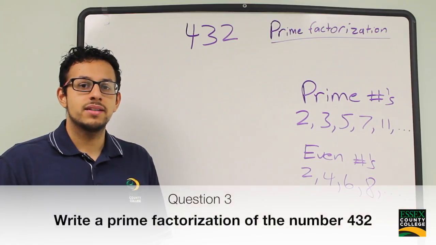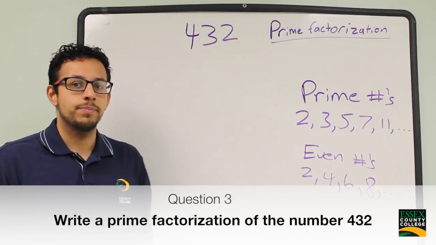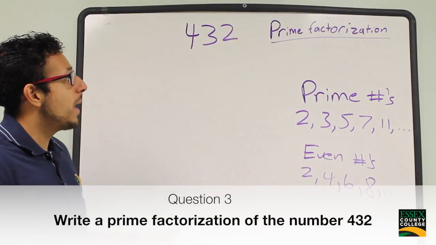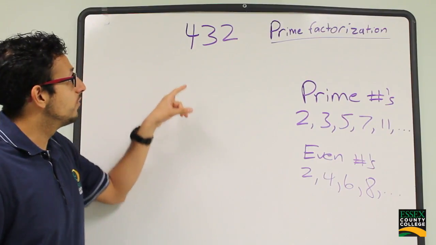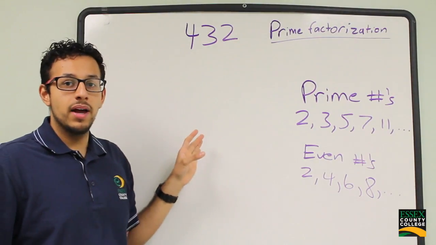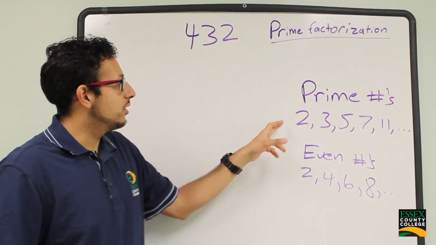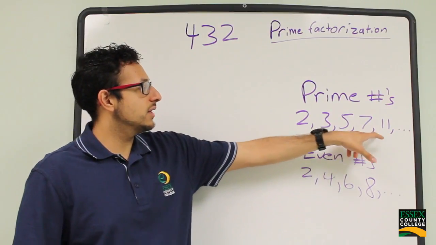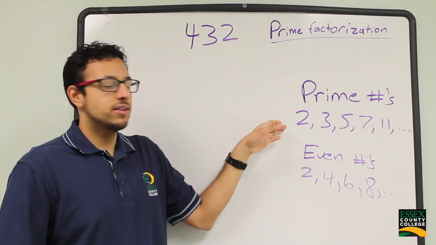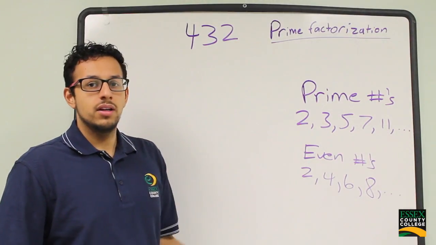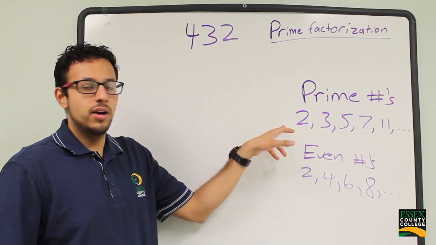The problem states, write the prime factorization of the number 432. What prime factorization means is finding all the prime factors of 432 that, when we multiply them, give 432. Prime numbers are 2, 3, 5, 7, 11, and so on. Prime numbers are numbers whose only factors are 1 and itself. So for 2, the only factors are 1 and 2.